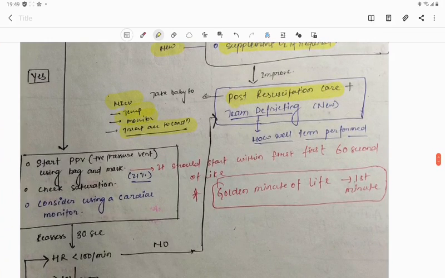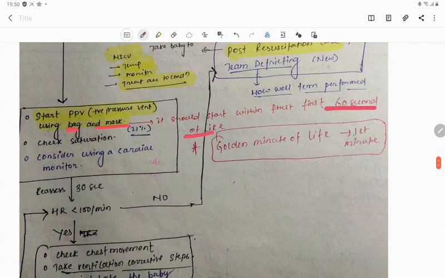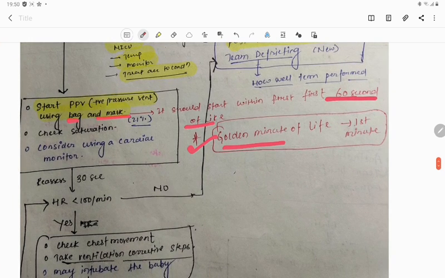But if it is present, the very important step in NRP, in fact the most significant step in NRP, is that we start with positive pressure ventilation, also called bag and mask ventilation, using an ambu bag. This is very important to remember: it should be started within the first 60 seconds after the birth of the child, and the first 1 minute is called the golden minute of life, right?